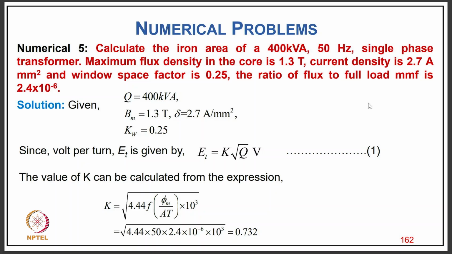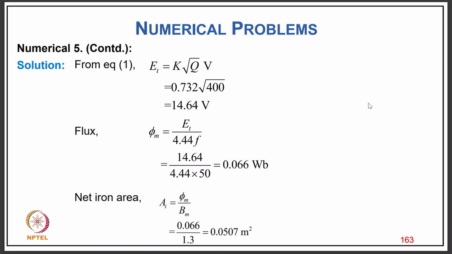Q is given 400 kVA, Bm is given 1.3 Tesla, sigma current density 2.7 ampere per millimeter square, and Kw 0.25. So getting Et equal to K under root Q, the value of K can be calculated from all these given values, 4.44 f phi m upon MMF into 10 power 3. So it comes 0.732, and then Et can be calculated by putting the K value and kVA, that comes 14.64 volt, and flux phi m equal to Et upon 4.44 f. So it comes 0.066 Weber. Net iron area Ai is phi m upon Bm, so it comes 0.0507 meter square.